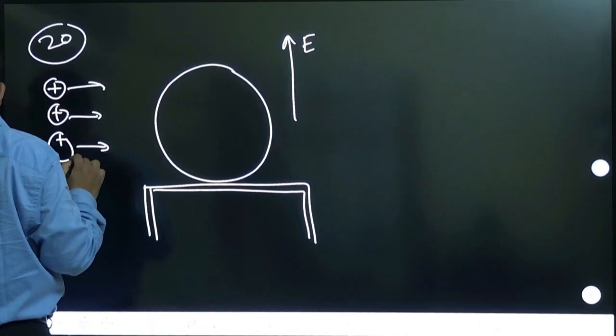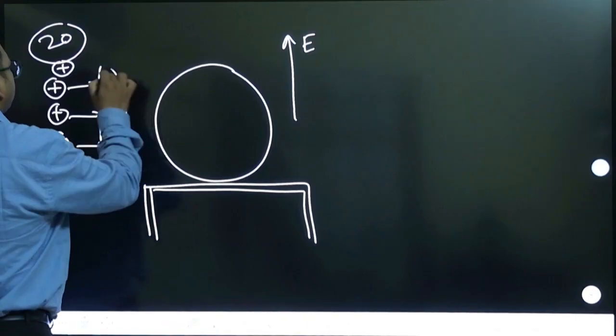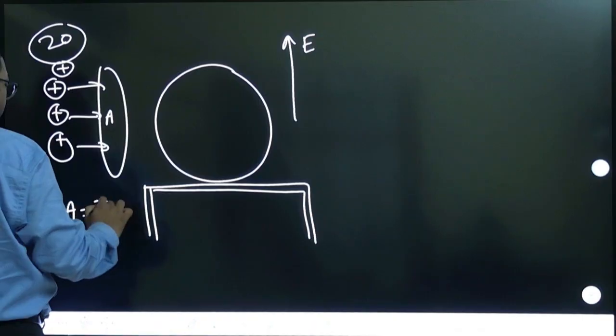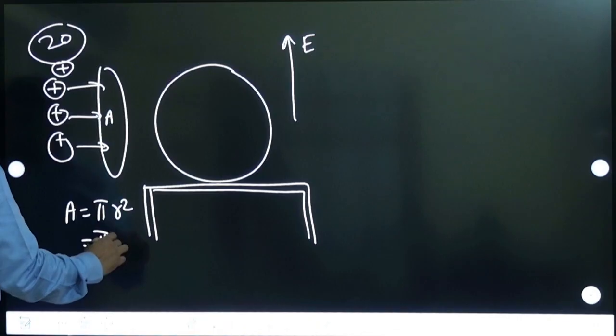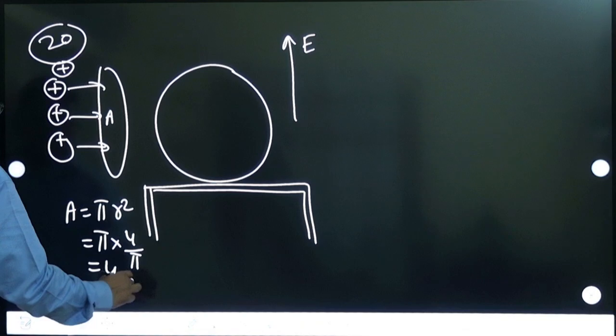So over this entire surface, area of this beam you can take as pi into r square. Okay, r here is already given, so 4 by pi it will become, so 4 meter square.